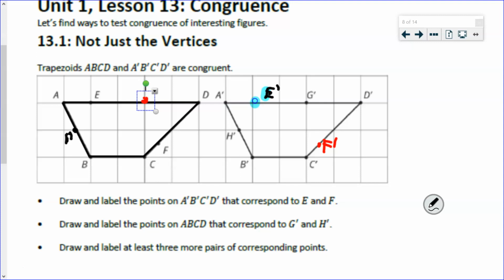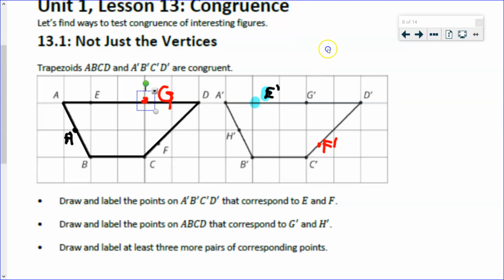All right, Tyson, what is that point going to be called? Maybe look at your paper. Okay, and I noticed that Callista just labeled it H instead of H prime. Why did she label it H instead of H prime? Nadia? Exactly. We're labeling the original, not the new one. And Tyson labeled it G instead of G prime because it's G in the original figure and G prime is in the image. Very nicely done.